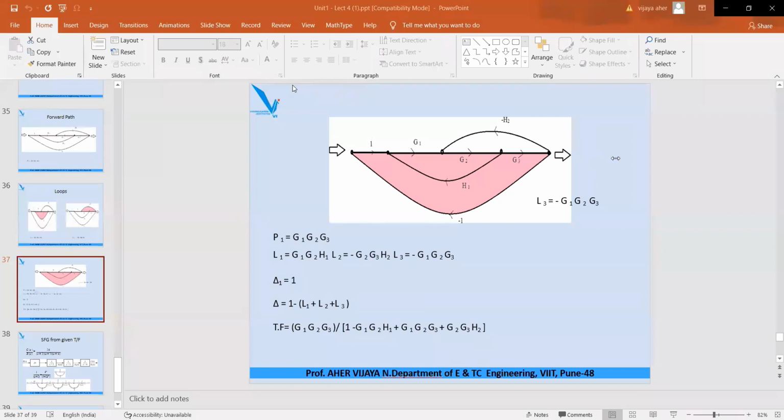In the third example, what have you done? You have drawn SFG from the transfer function. In that example, the equation of the transfer function is given in terms of s plus 2, s plus 3, s plus 4, and some constant is there in the equation. So what was the equation? 24 divided by s plus 2, s plus 3, s plus 4. From that transfer function equation, you have drawn the signal flow graph in the third example. Okay, so with this, unit 1 is completed.